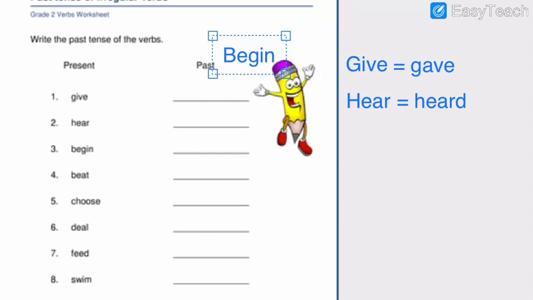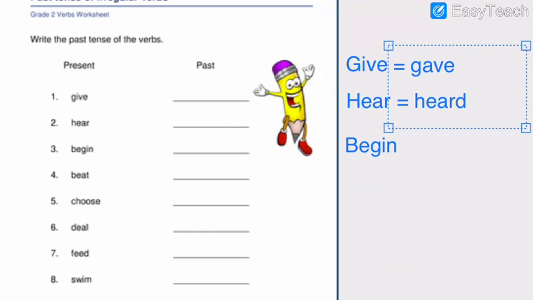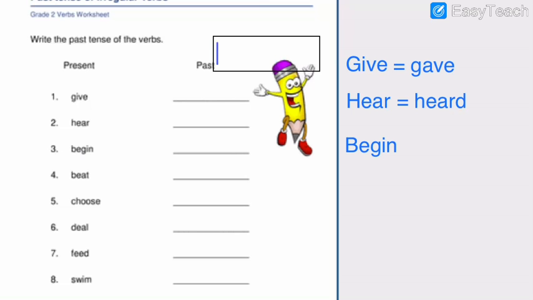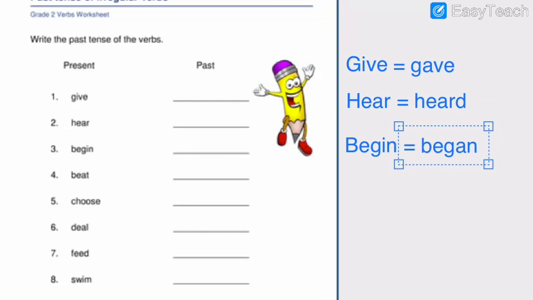B-E-G-I-N, begin. So, what will be the past form of the verb begin? Is it begun or began? The correct answer, if you have written, please check your answers. The correct answer is began. Begun becomes the past participle form. So begin becomes began.